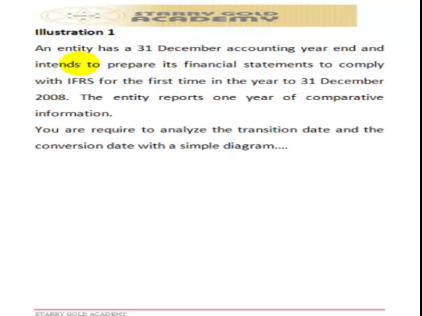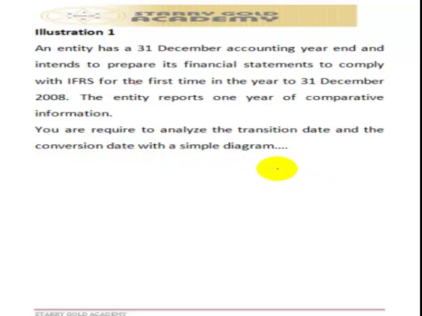Now, let's take down this question. An entity has a 31st December accounting year end and intends to prepare its financial statement to comply with IFRS for the first time in the year 31st December 2008. The entity reports 1 year of comparative information. Now, you are required to analyze the transition date and the conversion date with a simple diagram.